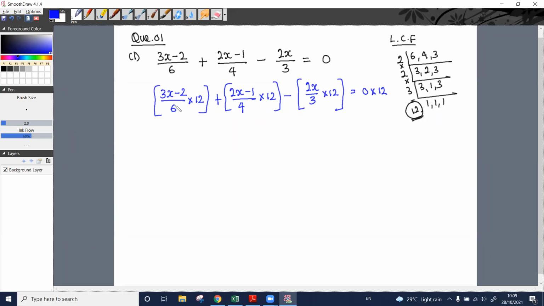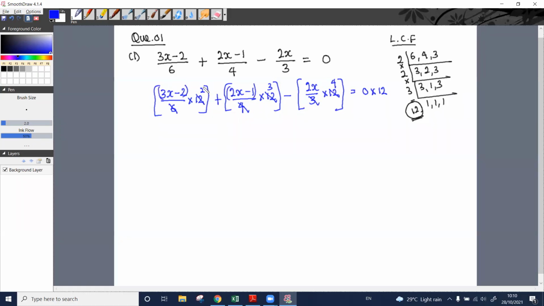Now see what will happen. 6 to 12 we can cancel, will remain with 2 here. 4 to 12 we can cancel, will remain with 3 here. 3 to 12 can be cancelled, 4 will remain here. And so here I will put these things in brackets.